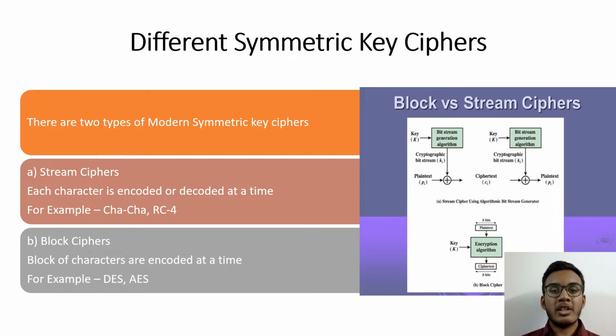The classical symmetric cryptographic techniques are basic, so now we use the modern symmetric cryptographic techniques. As we saw earlier, the modern symmetric cryptographic techniques are subdivided into stream ciphers and block ciphers. Stream ciphers encrypt or decrypt a single character at a time. Examples are ChaCha, RC4 and many more. Block ciphers encrypt or decrypt the data a block of characters at a time. Examples are AES, Advanced Encryption Standard, DES, Data Encryption Standard, and so on.